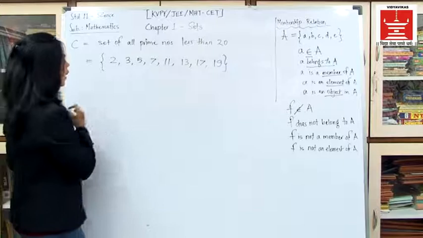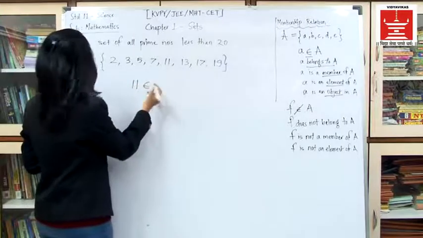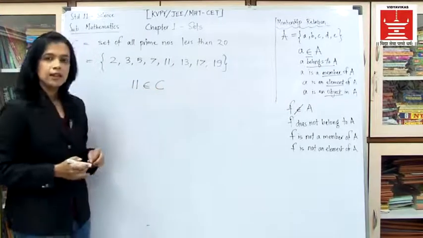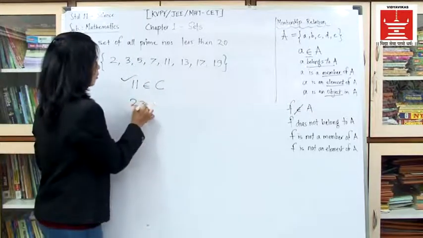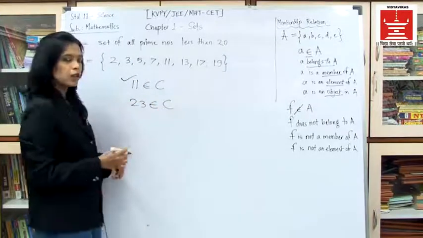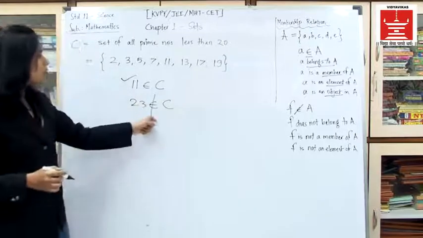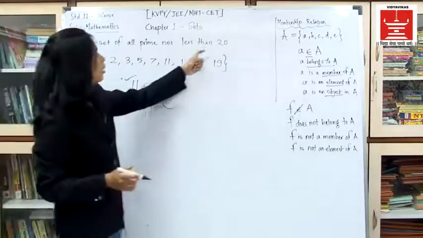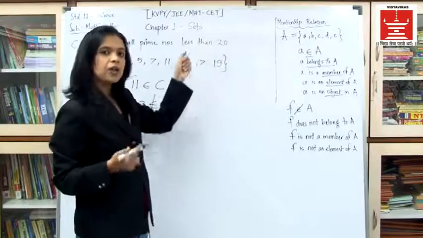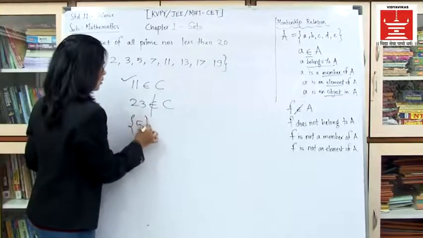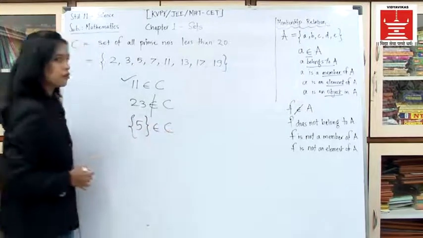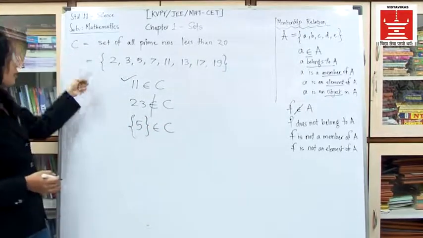Okay, so can I say that 11 belongs to this set? Yes. Can I say 23 belongs to this set C? No. 23 is not a member because though it is prime, it is not less than 20, it is bigger than 20. Can I say that this is a member of the collection C?